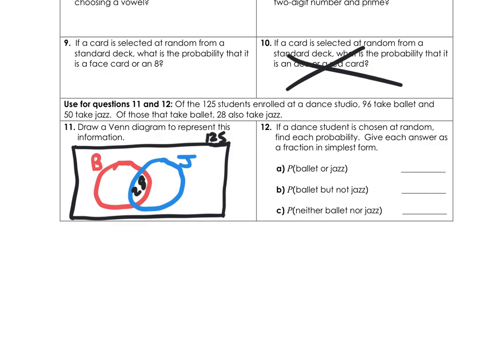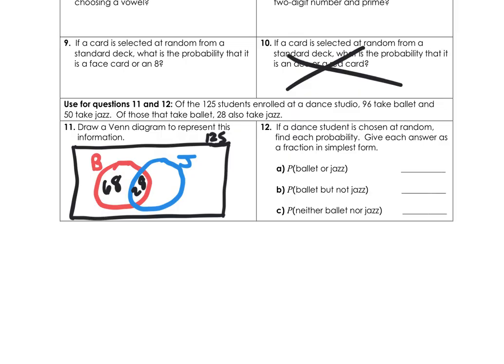Always start inside out. It tells me 96 people take ballet, so this whole circle needs to be 96. Where people go wrong here is they put 96 right here. This is just the people that only take ballet. We are including the people that do both, so I have to take 96 minus 28, and that would be 68 right here.